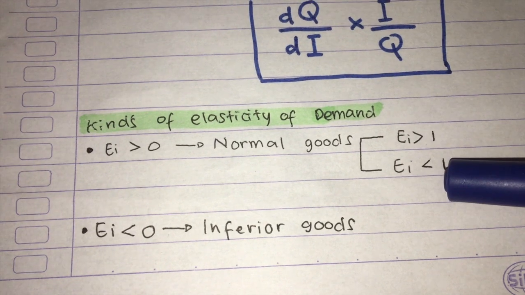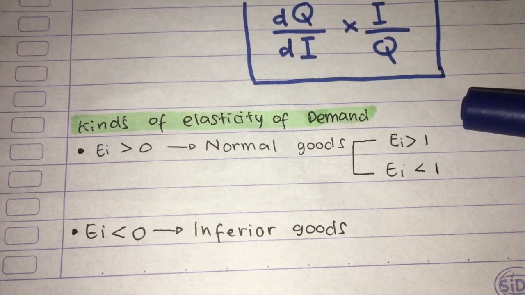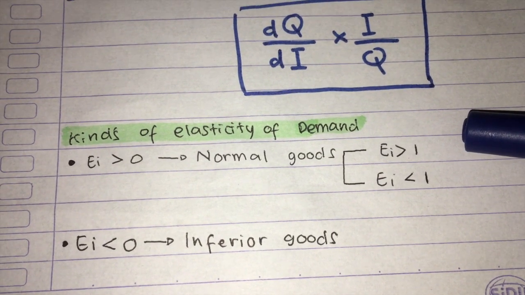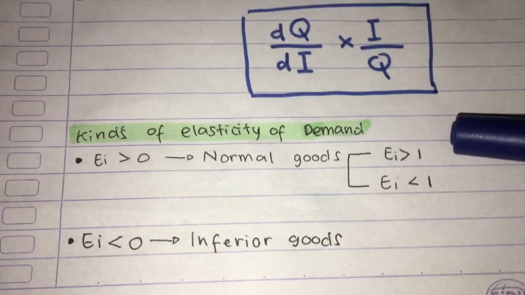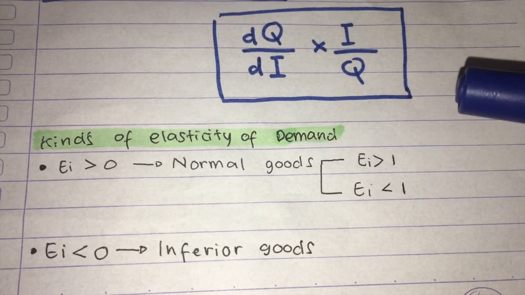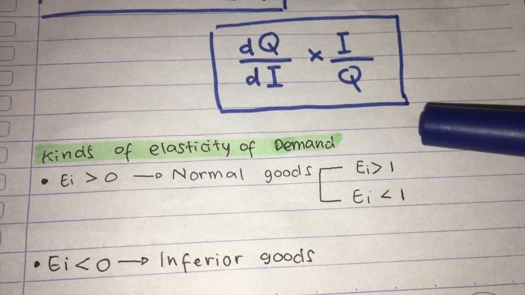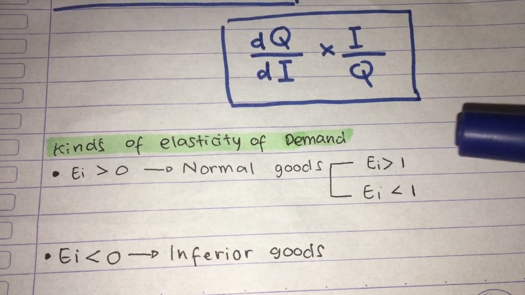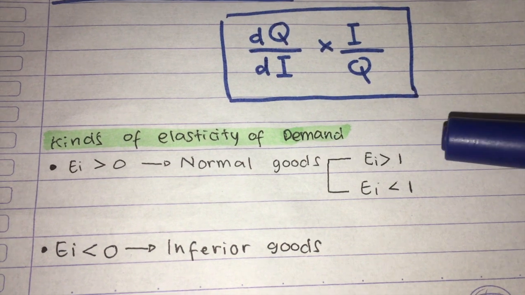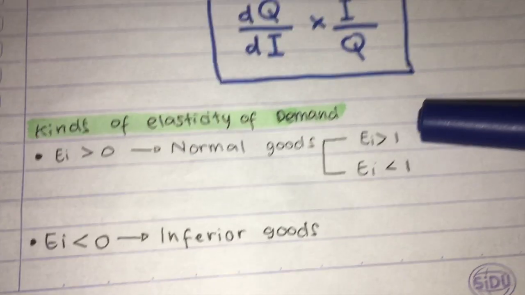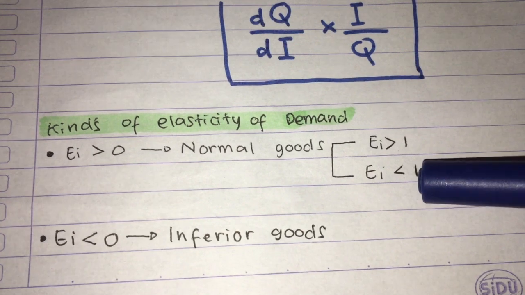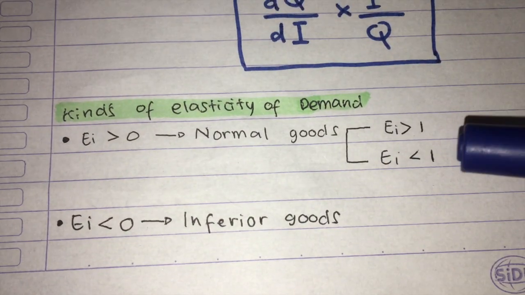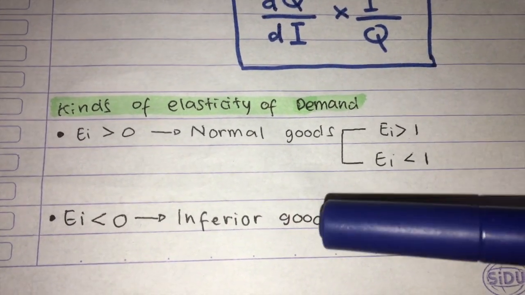There are two types of normal goods: superior goods and necessity goods. Superior goods is when the consumer demand is more responsive to the change in income. Examples are luxury goods, diamonds, and other stuff. People with higher income are gonna buy more expensive stuff, right? And the second one is necessity goods. Examples are shampoo, soap, dish soap, and so on.